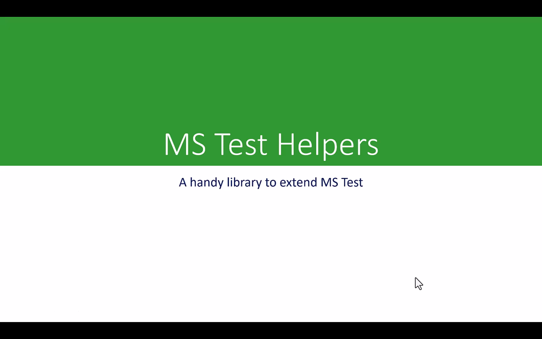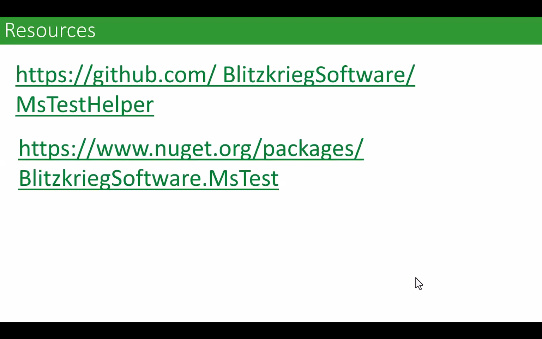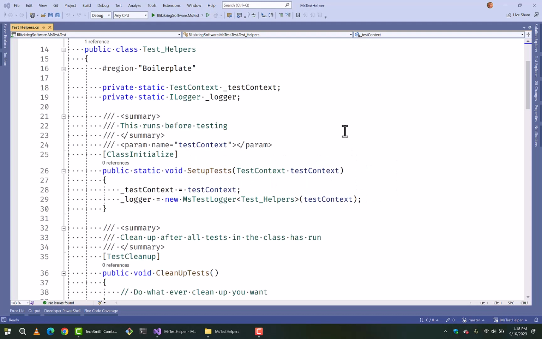Stuart here. Today a short video on our MsTest Helper library and some other handy MsTest Helper hints. You can find the raw source code in our open source, and you can find it as a ready-to-use NuGet package on NuGet. Here we are in Visual Studio, and I wanted to show you a couple of cool tricks right off the bat.